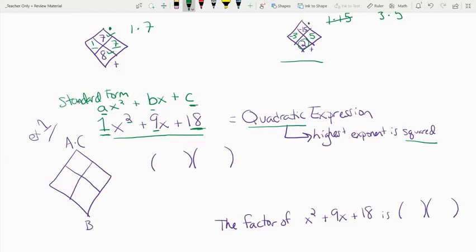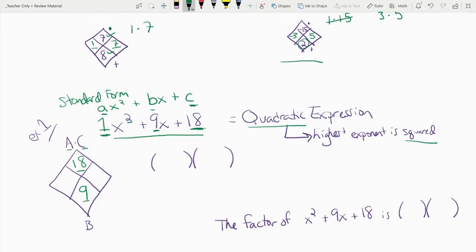So when we come down here to the diamond, we're going to take the a term times the c term and put it in this top box. So a term times c term goes in the top box. So I know that 1 times 18 is 18. And then the b term, the b coefficient, just goes into the bottom. Okay, so we've got 18 and we have 9.